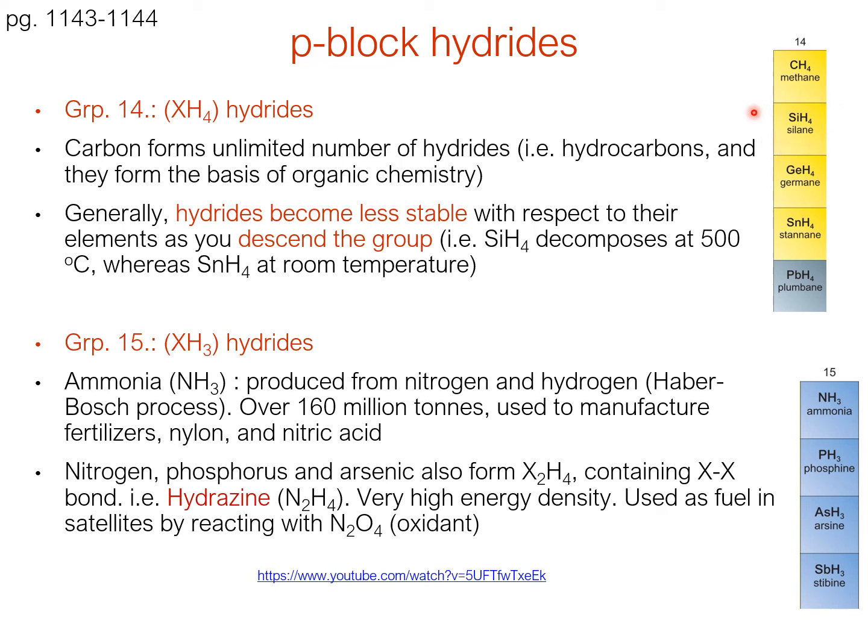With silicon, the silanes, they can't make an unlimited number of hydrides like carbon, but you can get quite large hydride chains. So you could also get Si2H6, things like this. They can grow only up to, I think it's 8 or 10 silicon chains. And then, like most things, the hydrides become less stable as you descend the group. And we'll see why later in the next video, I think, actually.